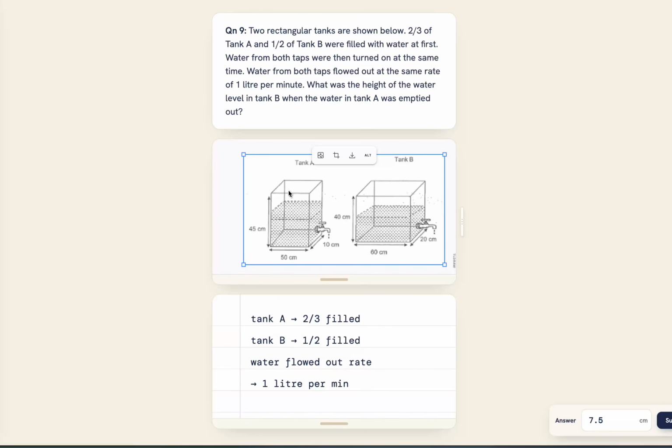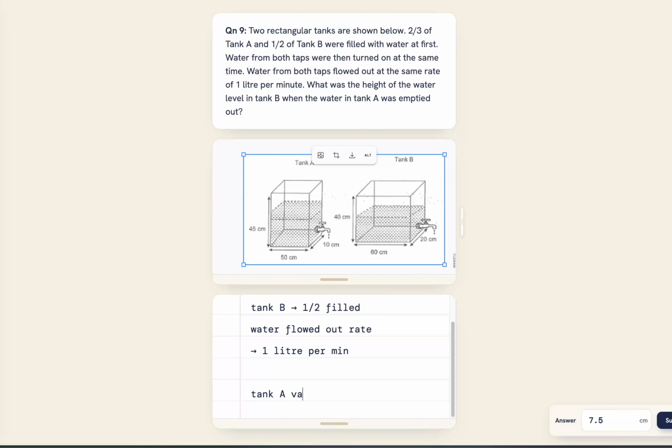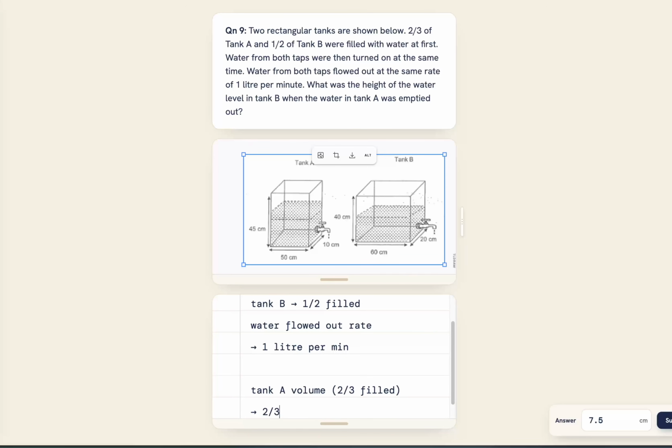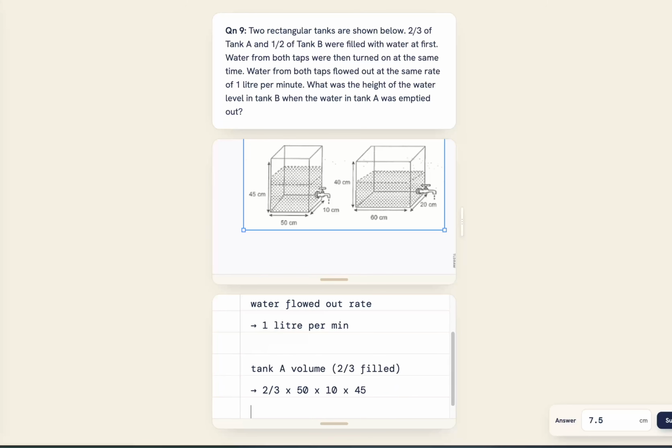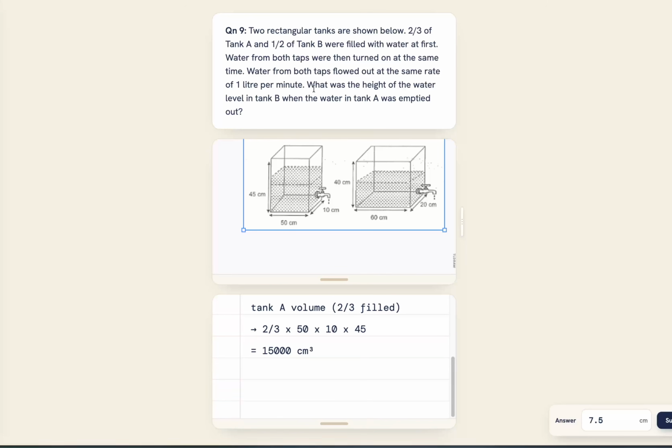Okay, so we know tank A is 2/3 filled, so we can calculate the volume of water in tank A. This will be 2/3 times length times breadth times height. So length is 50 times 10 times height 45, and this will give us 15,000 centimeter cube. So what was the height of the water level when tank A was emptied out?